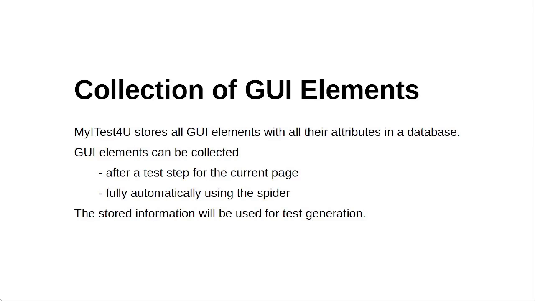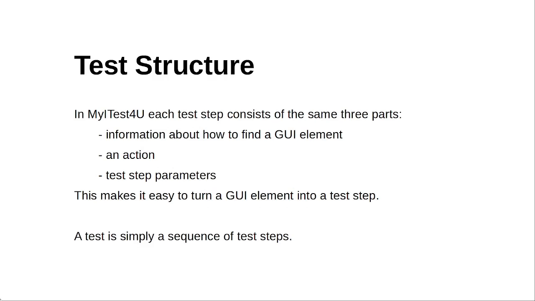Before we come to test generation, a few background information. The test structure in MyITest4U is always the same. Every test step has three parts. In the first part, there is information about how to find the GUI element. In the second part is the action, and in the third part are the test step parameters. This structure makes it very easy to turn a GUI element into a test step. And then a test is simply a sequence of test steps.